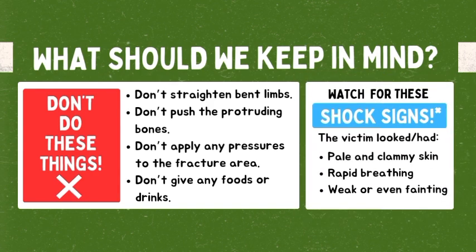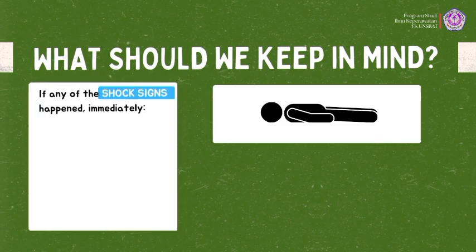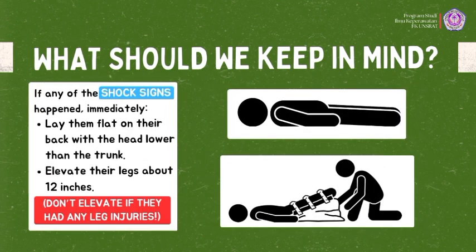Next, the signs of shock I told you about earlier. We must watch if they look pale or have clammy skin, rapid breathing, and look if they seem weak or start to faint. If you find any, immediately lay their body flat and make sure the head is lower than the trunk. Next, elevate their legs about 12 inches from the ground. This can help to maintain their blood flow to the heart, brain, and lungs. But don't do it if they have any injury on their leg.